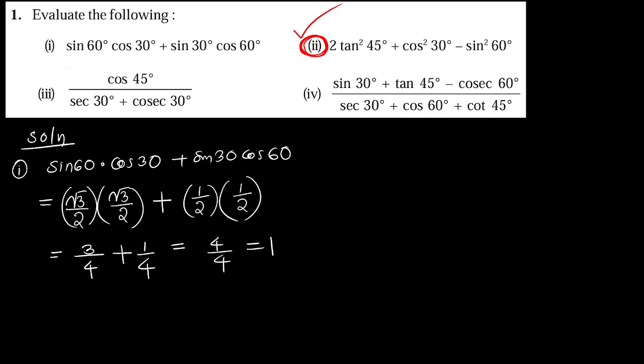Try, all of you please try the second one. The third question I am going to discuss. You have finished, right? Let me delete. I am going to discuss the third question. All of you please listen, third one. The question is cos 45 degree divided by sec 30 degree plus cosec 30 degree.